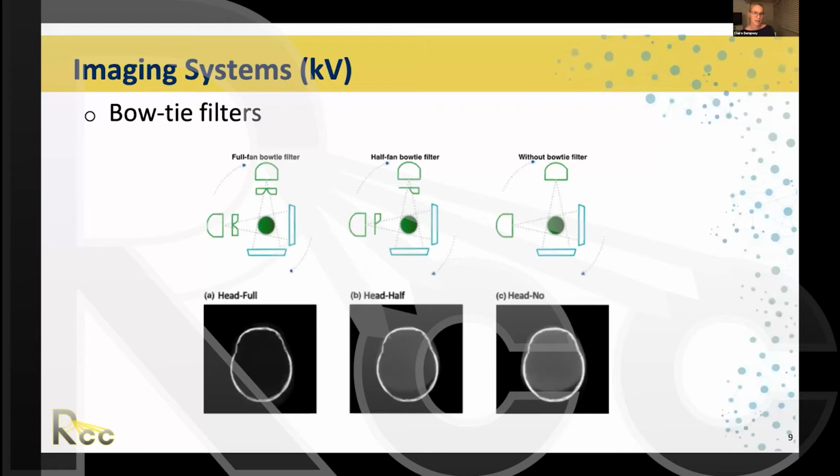And these are just some examples of what your image looks like with the different filters in place. So in this case, the first image there, we've got a full fan bow tie filter. So that's the filter we should be using. And you can see you get a nice image of the skull there. The second image is the half fan bow tie filter. And you can see you're starting to get some artifact in that image. So you're sort of getting a circular shape appearing in the image. And it looks quite similar to if you have no bow tie filter at all, you'll get that sort of circular artifact running through the image there.